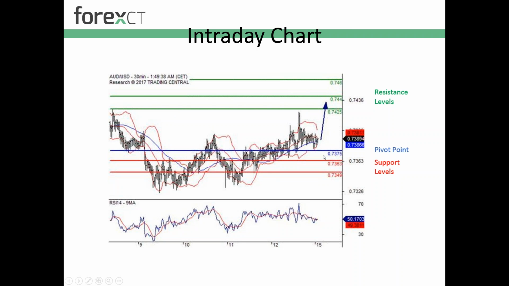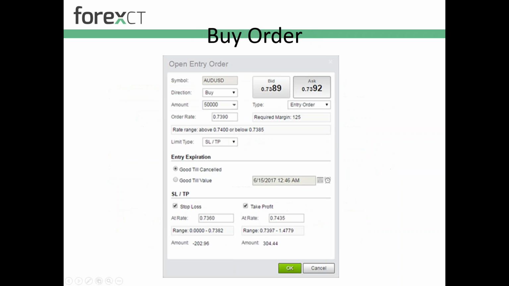When you're beginning, you'll actually enter those numbers into the system. And if we have a look, when we see that those numbers are entered in, the order rate, the entry, is 15 pips above the pivot point at 73.75. The stop loss is 15 pips below the pivot point, so it's at 73.60, and then your take profit will be at 0.7435, which is 5 pips below that second resistance level.